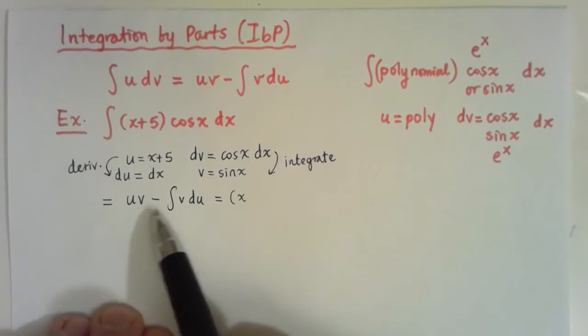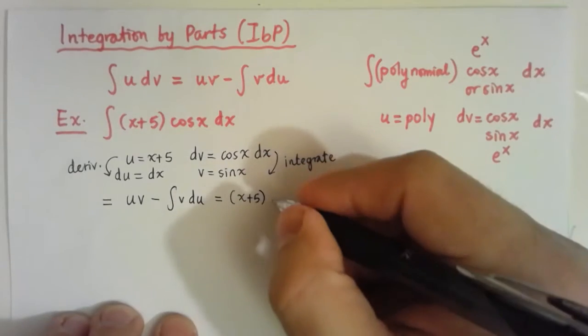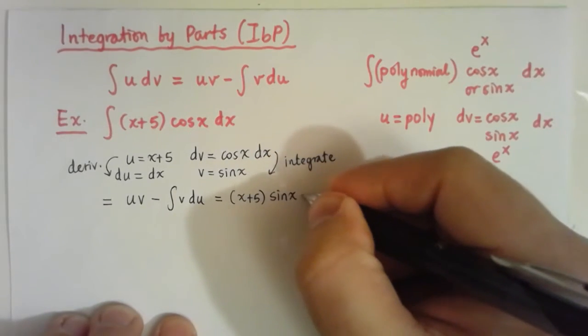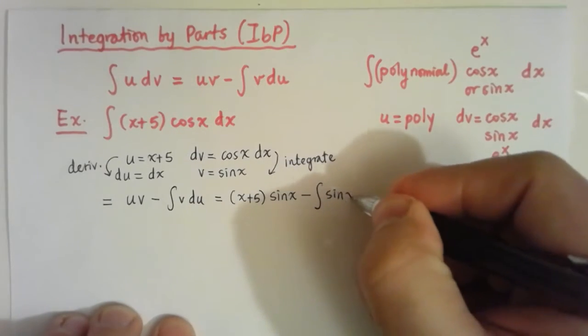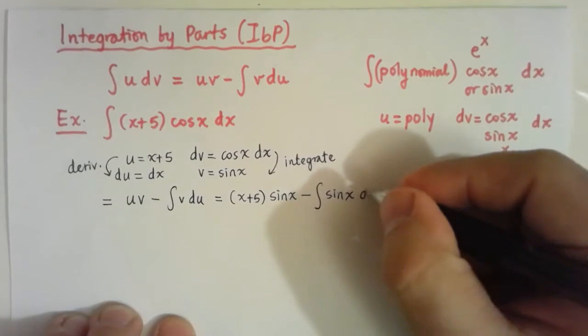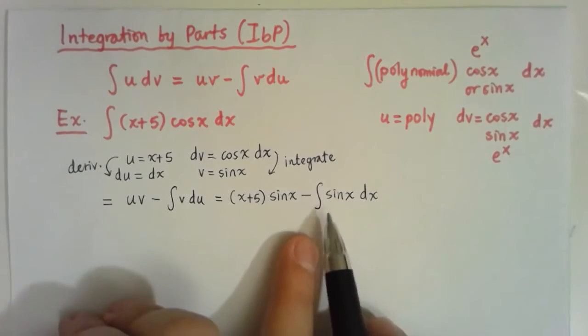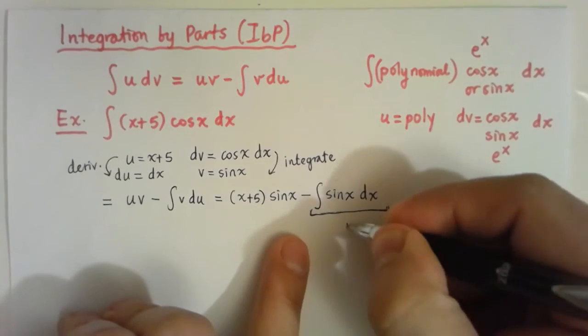So now I write uv minus integral v du, which is x plus 5 times v, which is sine x, then minus integral v du, so v is sine x and du is dx. You see now this integral is something integrable. We know the antiderivative of sine x.